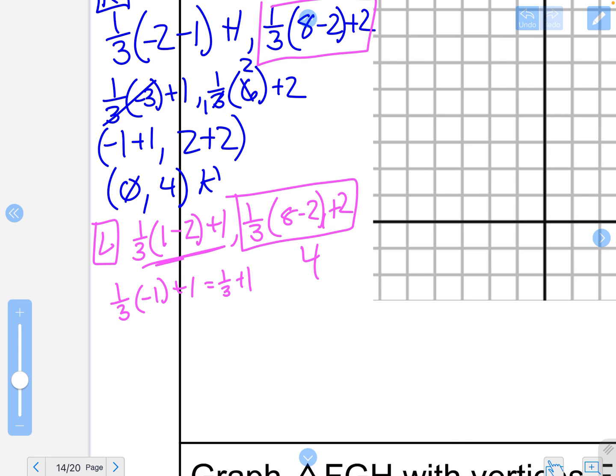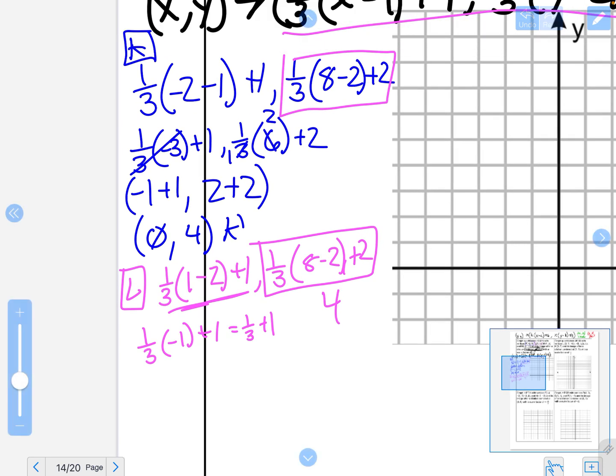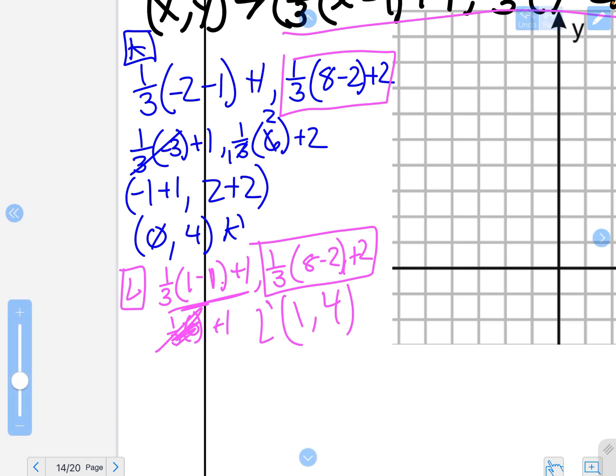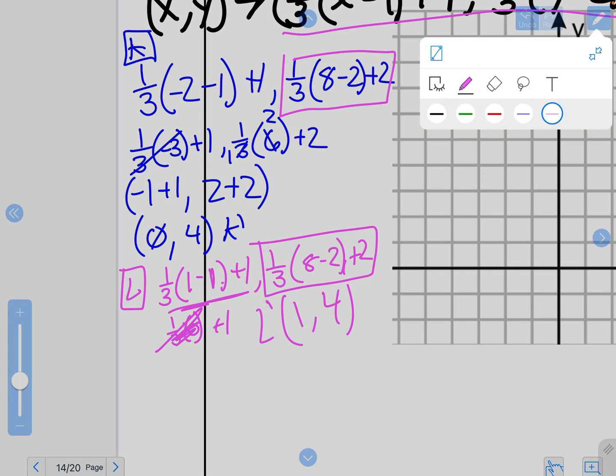Hold on. Something in my math went a little... Oh, it's supposed to be 1. I wrote down the wrong number. I knew something went wonky because that did not match up what I'd done earlier. This one's -1. So 1 minus 1 is 0. So we have 1/3 times 0, which means those cancel, which leaves me 1. So L prime is 1, 4.